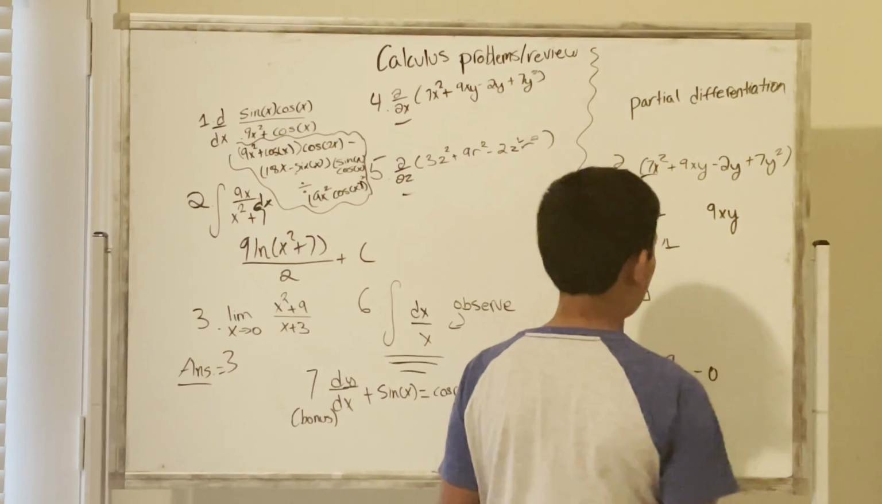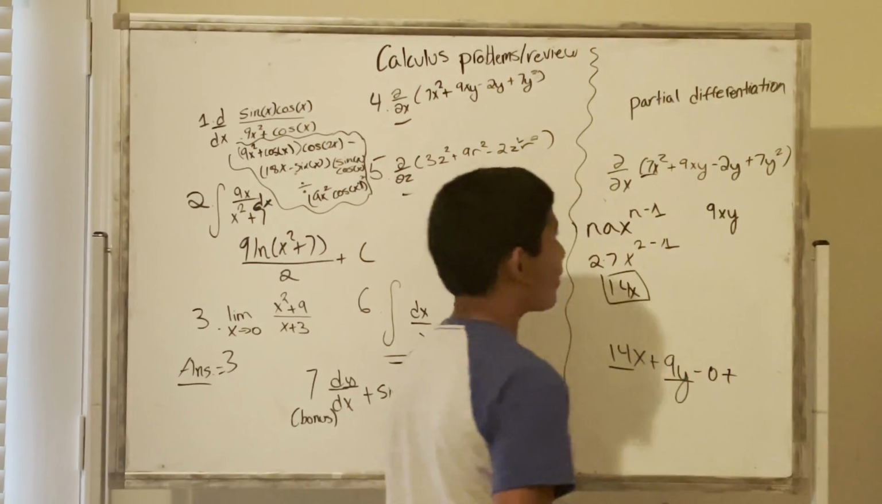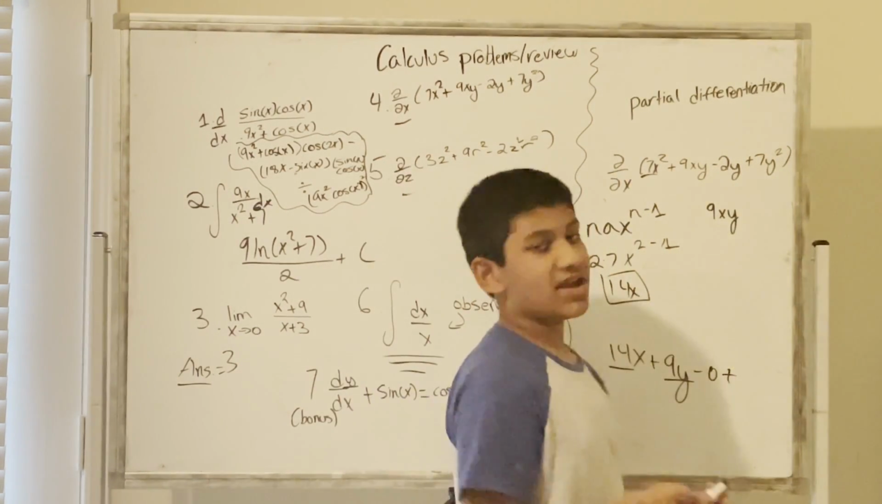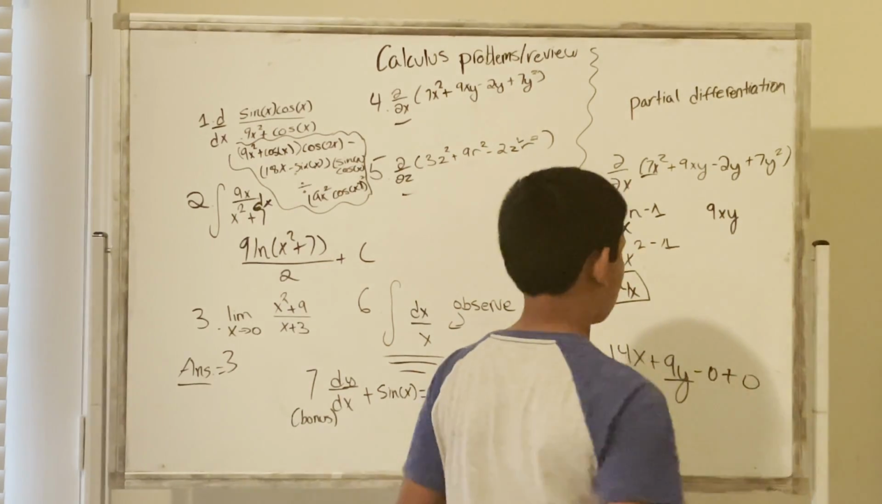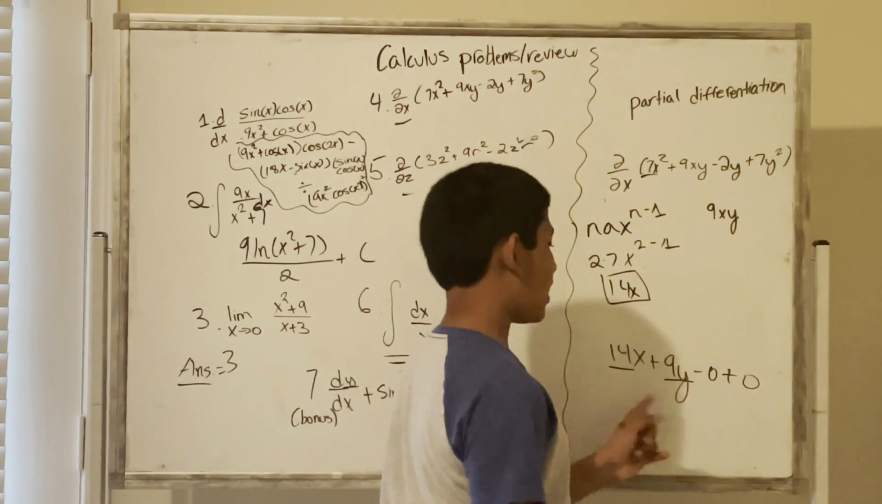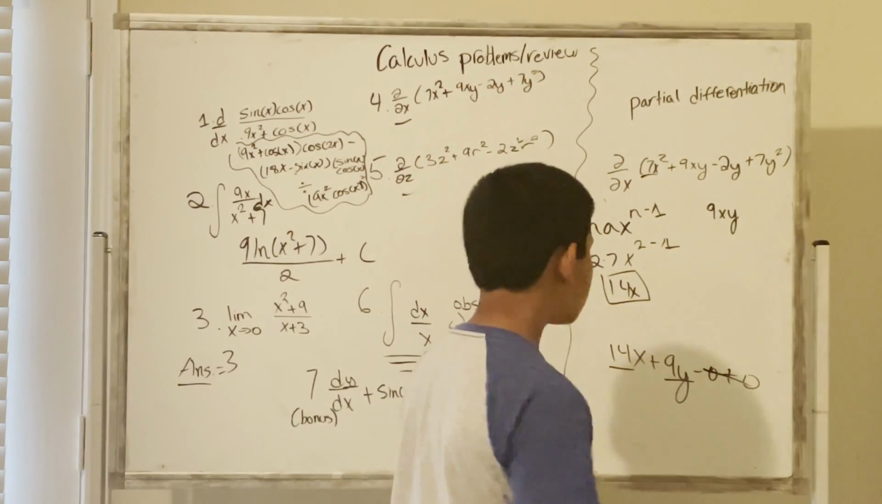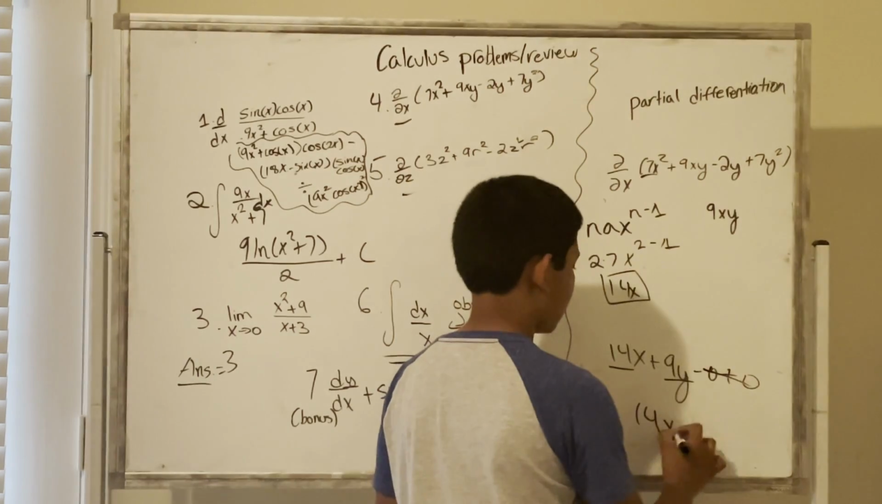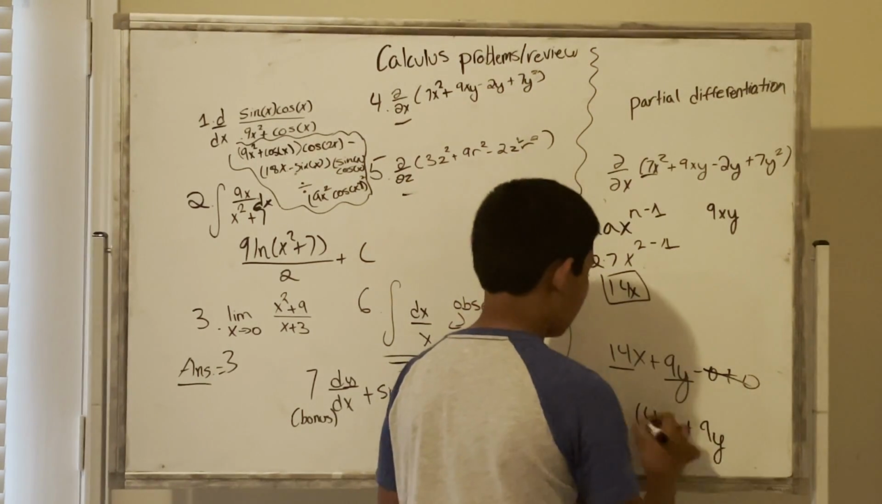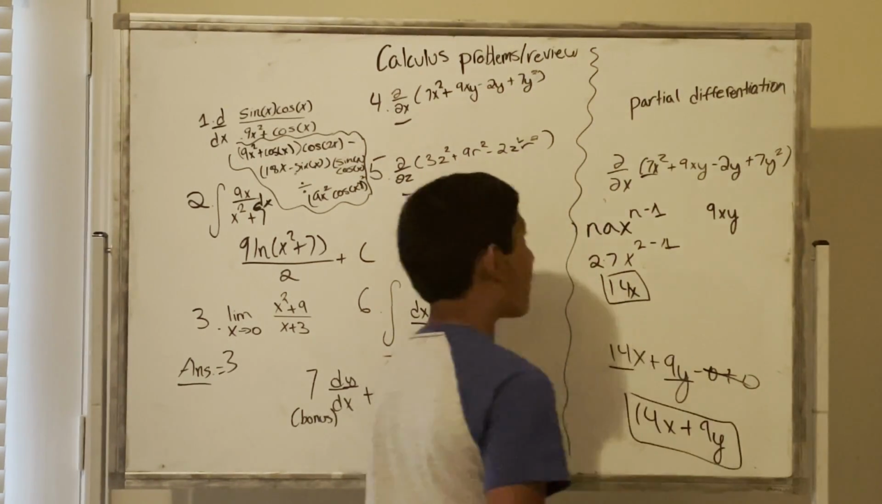So we'll get minus 0 plus 7y squared. Another term that has no x term, so this has to be 0 too. And obviously minus 0 of these two terms is just going to be 0, but you can just cancel this out. So essentially we'll just get 14x plus 9y. So we solved our partial derivative.